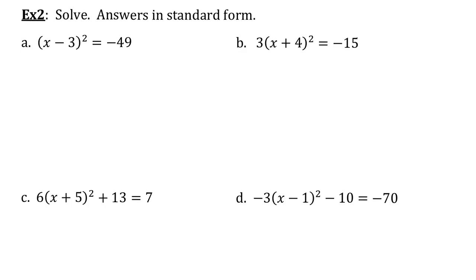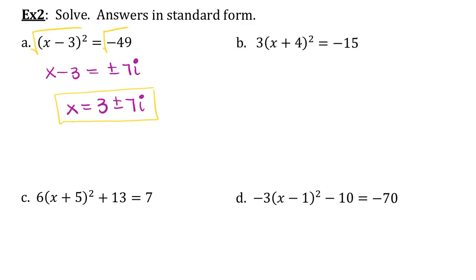And again, we're going to put our answers in standard form if they are complex. Okay, so square root. Actually, they're all complex if they are imaginary. X minus 3 equals the square root of negative 49 is plus or minus 7i. Let's add the 3 to the other side. And then when I write the answer, I'm going to put the real first and the imaginary second because that is standard form. So in this case, the order matters.